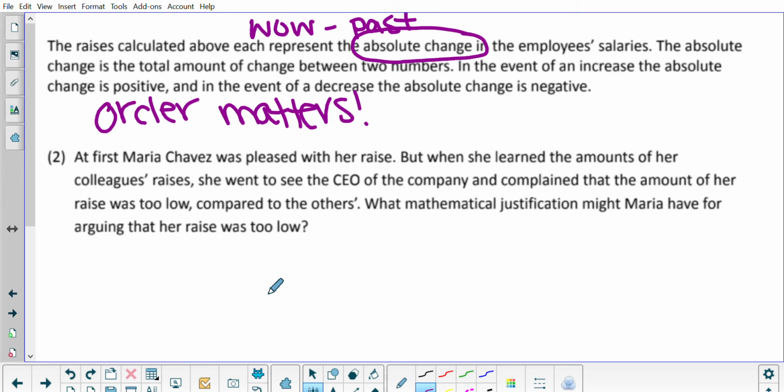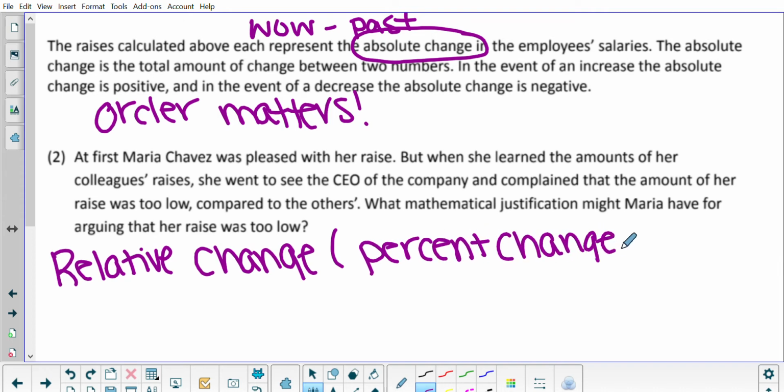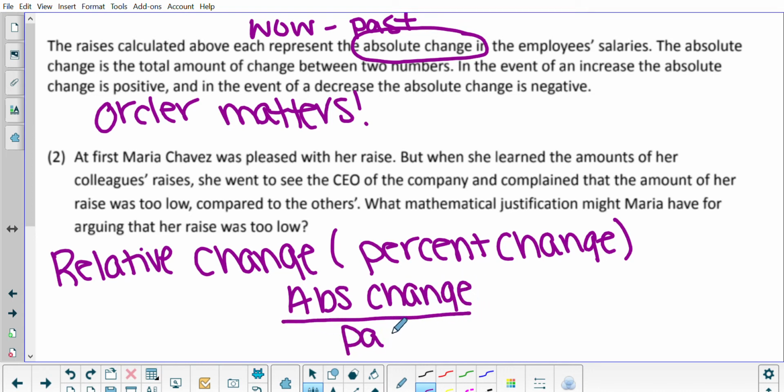Okay. So when you guys are thinking about this question, you're thinking about how come Maria got the highest absolute change but was unhappy, okay? And the reason why this might be happening is because Maria might have looked at her relative change, okay? And relative change is a fancy way of saying percent change that you guys might have seen in science, okay? So percent change is that absolute change that you got, okay, over whatever happened in your past.